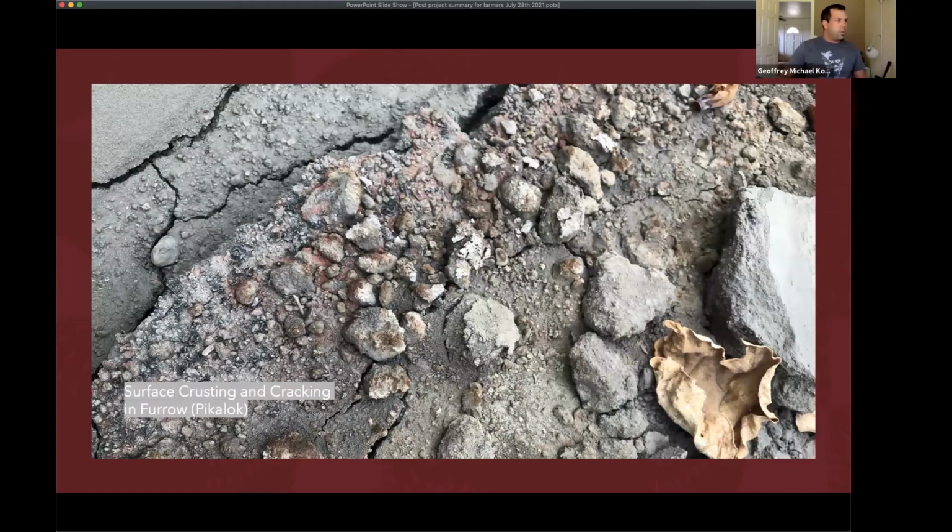So again, here is another picture, and this is right in the furrow. I don't remember what time of year this is, but you can see some cracking and some dispersion at the surface of the soil, and this is what we're trying to address.